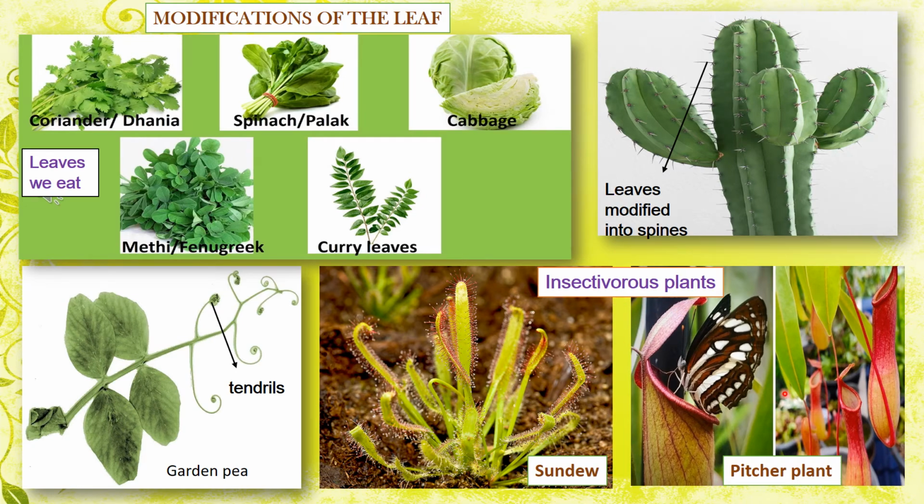In pitcher plant and sundew, leaves are modified to trap insects. The trapped insects are eaten by the plants. So, they are called insectivorous plants.